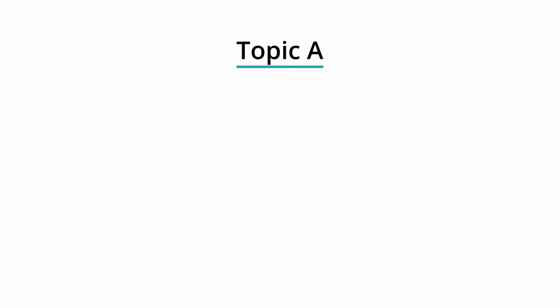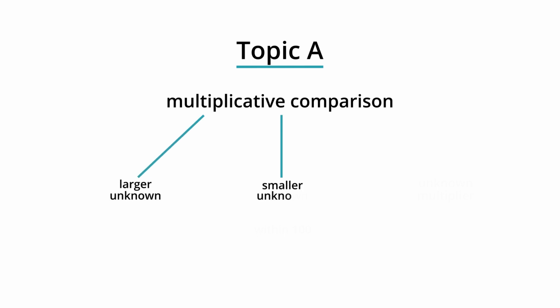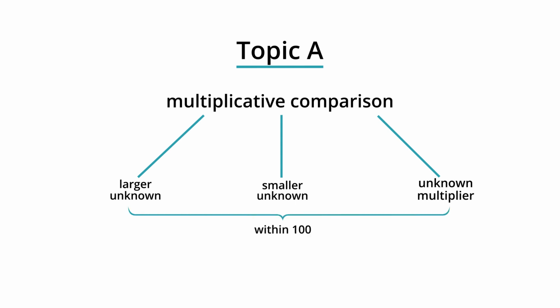In Topic A, students first encounter multiplicative comparison word problems involving the three main situation types, including a larger unknown, smaller unknown, and unknown multiplier. During this introduction, the problems all involve computations within 100, so that the cognitive demand is on making sense of the new problem types rather than the computations.